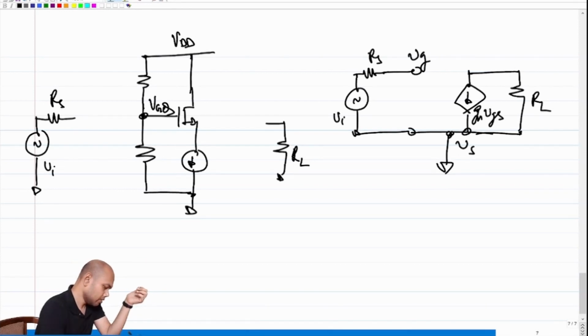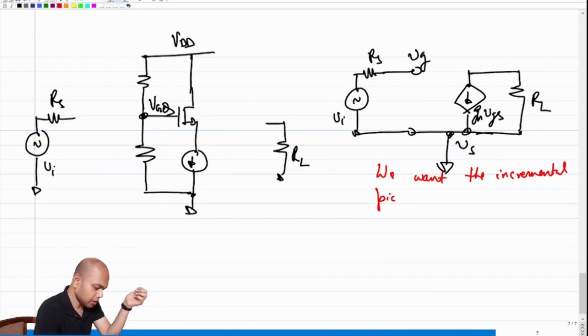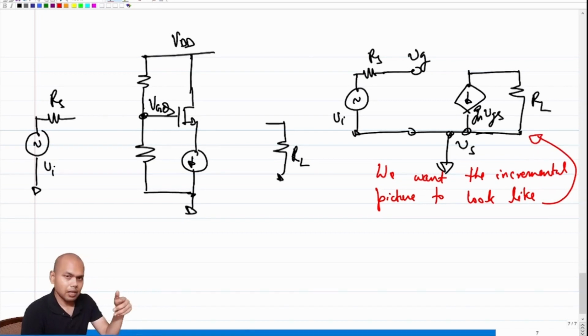So we want the incremental picture to look like this, but the biasing picture should be the one on the left. So I hope the problem statement is clear. We want to modify the biasing picture on the left in such a way that its incremental picture looks like the one on the right. Okay, so let's do the easy thing first.